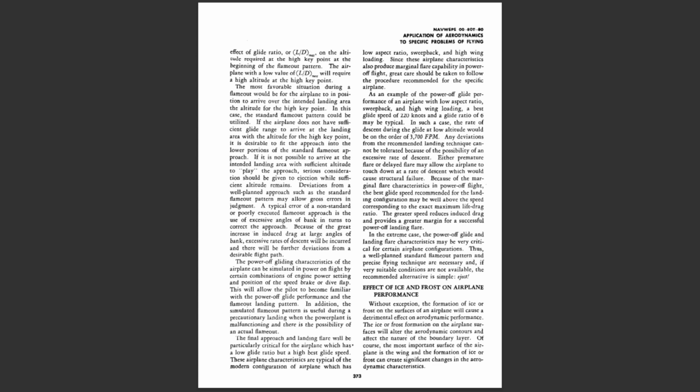The power-off gliding characteristics of the airplane can be simulated in power-on flight by certain combinations of engine power setting and position of the speed brake or dive flap. This will allow the pilot to become familiar with the power-off glide performance and the flameout landing pattern. In addition, the simulated flameout pattern is useful during a precautionary landing, when the power plant is malfunctioning and there is the possibility of an actual flameout.